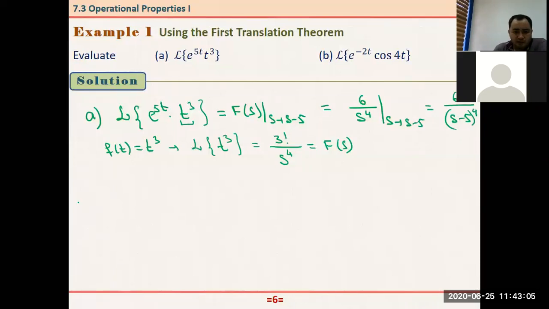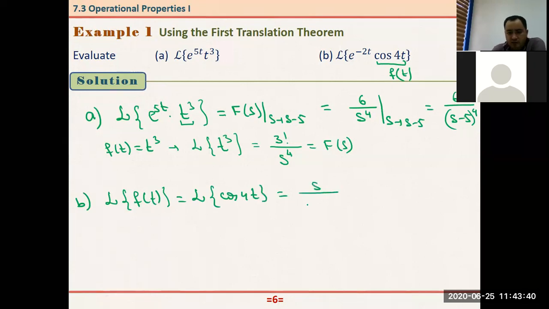How about question B? A similar thing here. This thing is, let's say, f of t, and this function is multiplied by an exponential function, e to the power minus 2t. So the Laplace transform of f of t, where f of t is cosine of 4t, we know how to evaluate this: it is s over s squared plus k squared. K is 4, so here we have 16. Now I evaluate the Laplace transform of e to the power minus 2t times cosine of 4t.